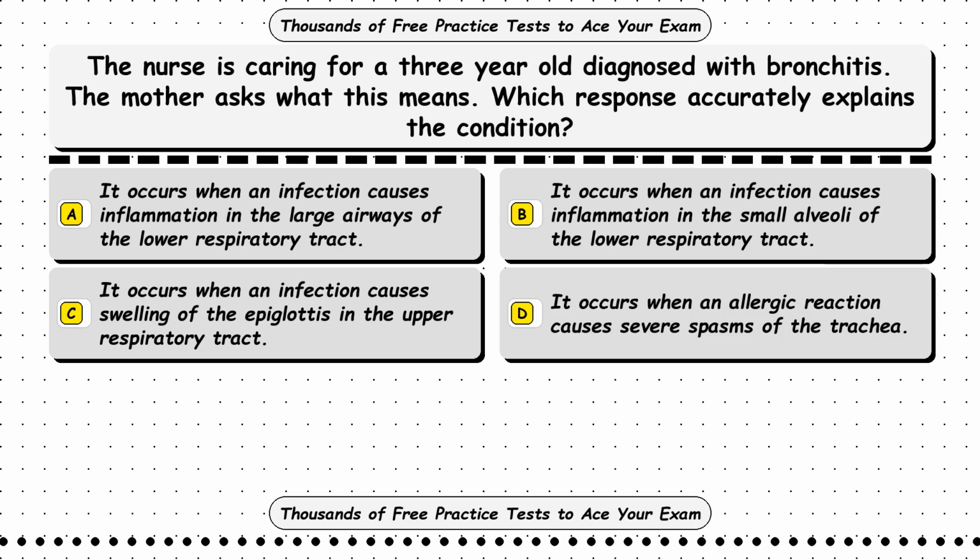Question 36. The nurse is caring for a 3-year-old diagnosed with bronchitis. The mother asks what this means. Which response accurately explains the condition? Option A. It occurs when an infection causes inflammation in the large airways of the lower respiratory tract. Option B. It occurs when an infection causes inflammation in the small alveoli of the lower respiratory tract. Option C. It occurs when an infection causes swelling of the epiglottis in the upper respiratory tract. Option D. It occurs when an allergic reaction causes severe spasms of the trachea.